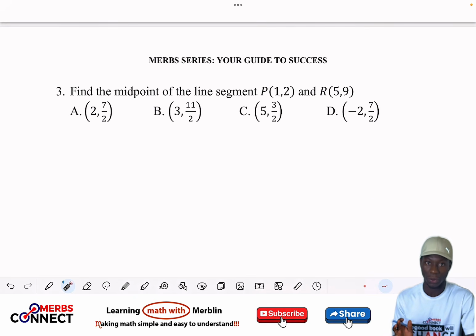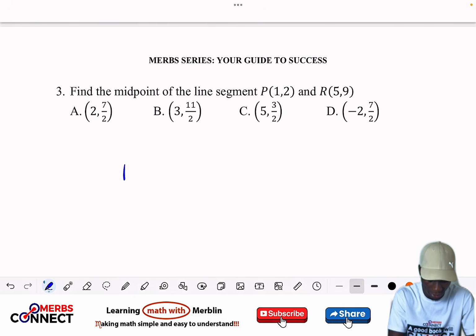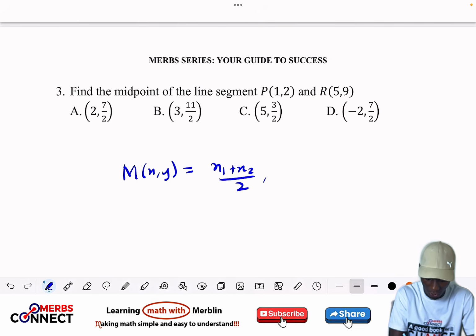Now let's find a midpoint. So we've done a lot, so this one should be very quick for us to do. Let's assume that M is the midpoint, so we are going to have (x1 + x2) divided by 2, and then (y1 + y2) divided by 2.